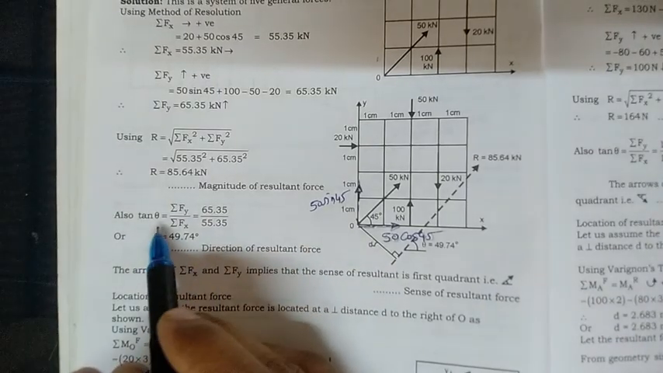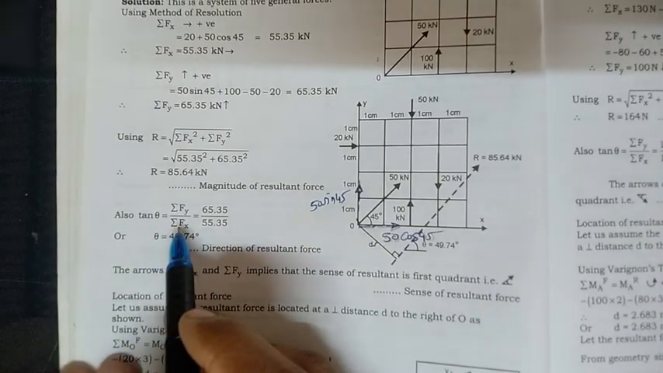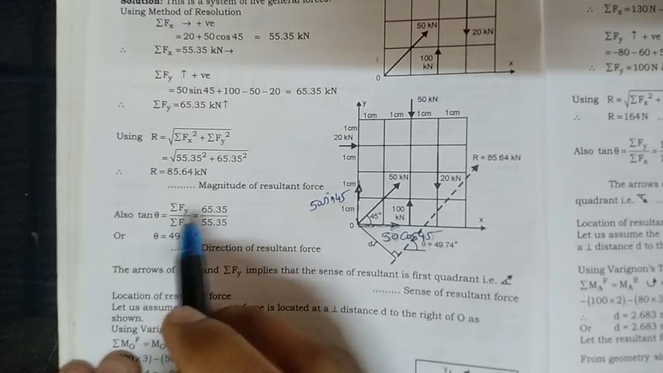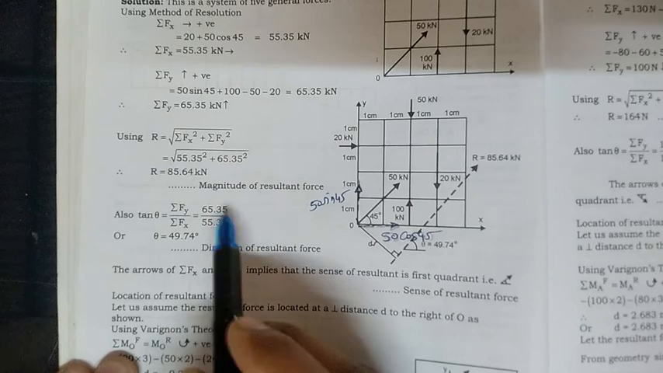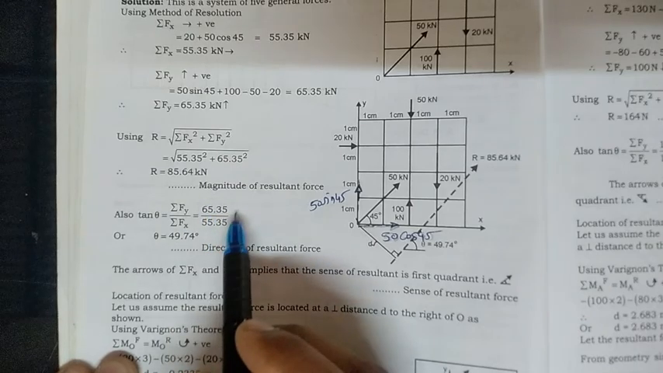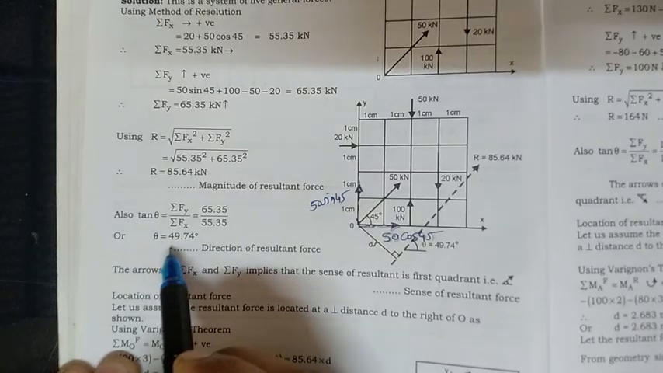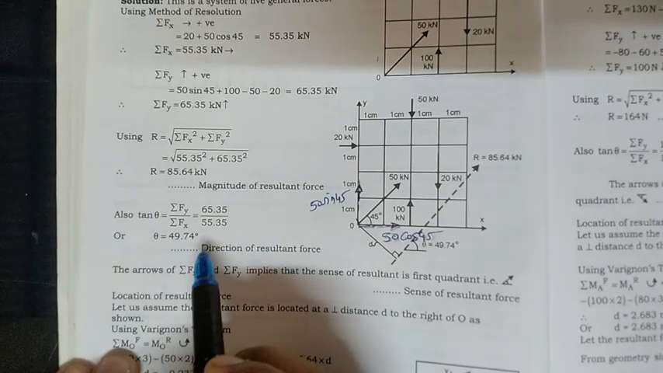Okay, then calculate the value for the angle made by that resultant force with the x-axis. That can be calculated with the help of this relation: summation of Fy divided by summation of Fx. So summation of Fy, already with us, is 65.35, divided by 55.35. So you can get the value for theta equals 49.74 after doing the calculation.